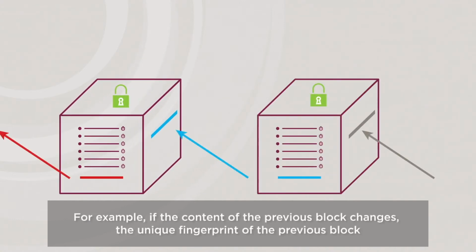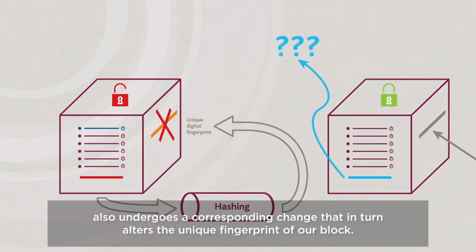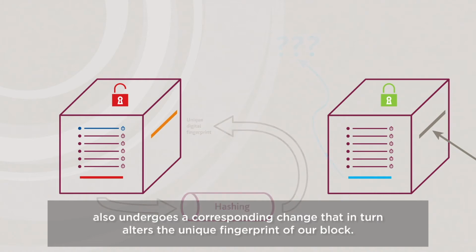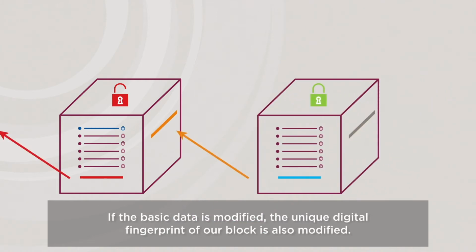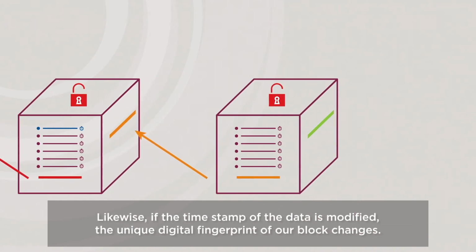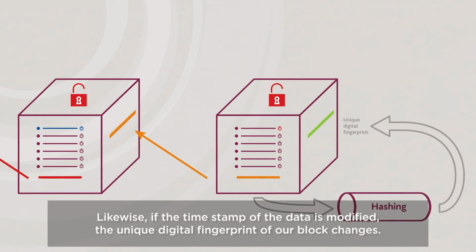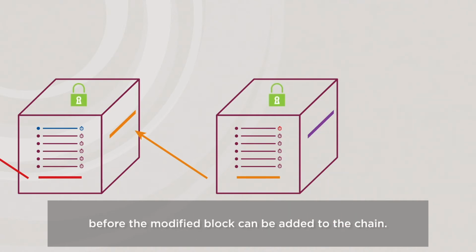As we can see, whenever the content of our block changes, the unique digital fingerprint of our block also changes. For example, if the content of the previous block changes, the unique fingerprint of the previous block also undergoes a corresponding change that in turn alters the unique fingerprint of our block. If the basic data is modified, the unique digital fingerprint of our block is also modified. Likewise, if the timestamp of the data is modified, the unique digital fingerprint of our block changes, and that's without counting the arbitrary constraint of the block that must be solved again before the modified block can be added to the chain.